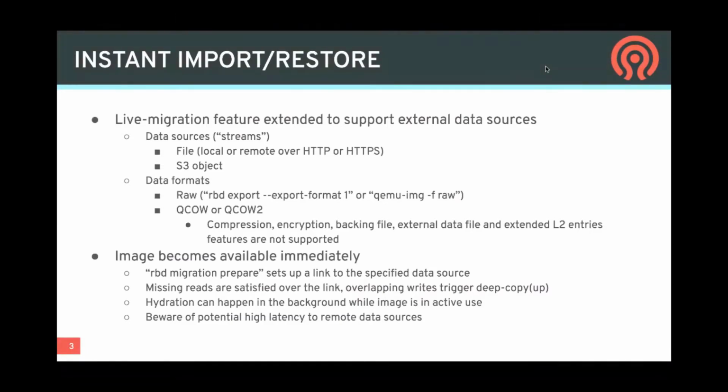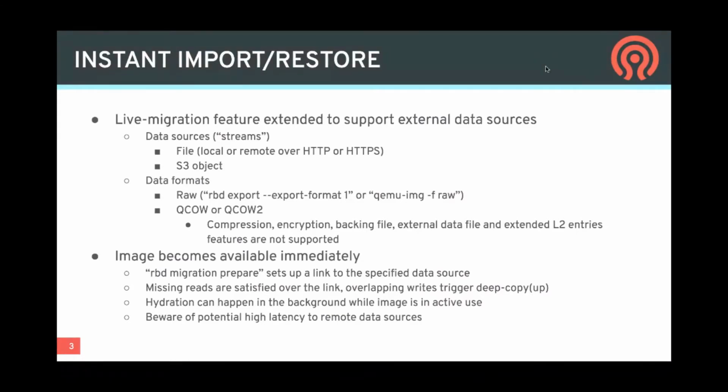Supported data sources include file, both local and remote, served over HTTP or HTTPS, and an object in any Amazon S3 compatible object store. And that file or object has to be in either RAW or QCOW or QCOW2 format. But note that the advanced QCOW and QCOW2 features such as compression, encryption, cloning, here referred to as backing file, external data file, and some others are not supported in Pacific.